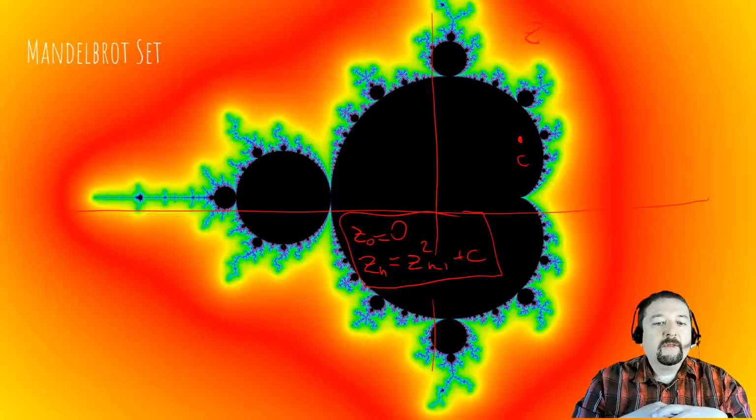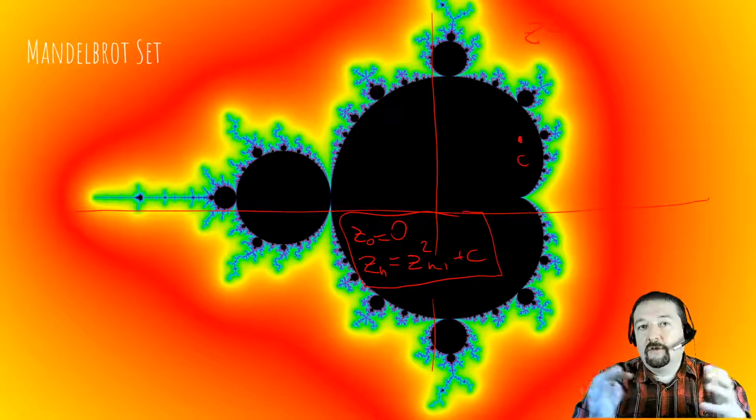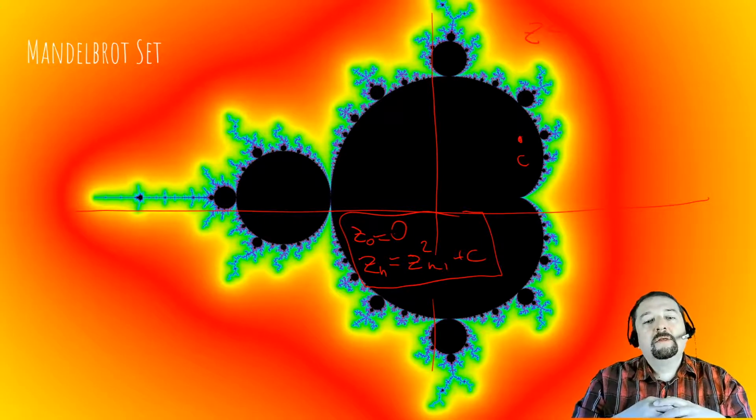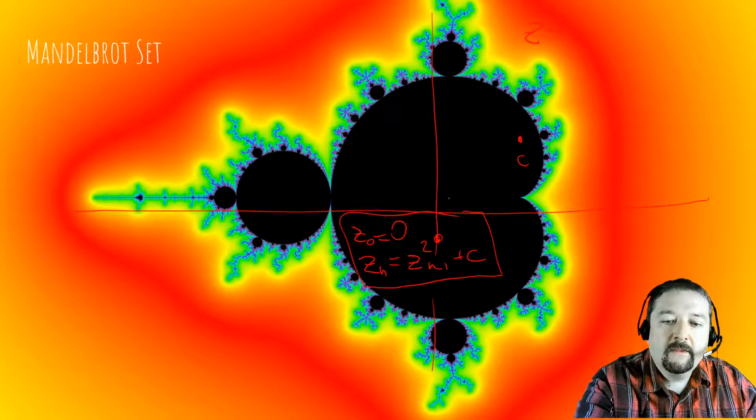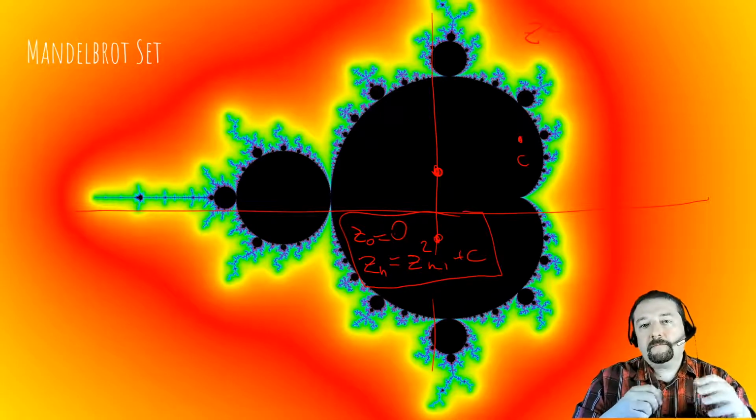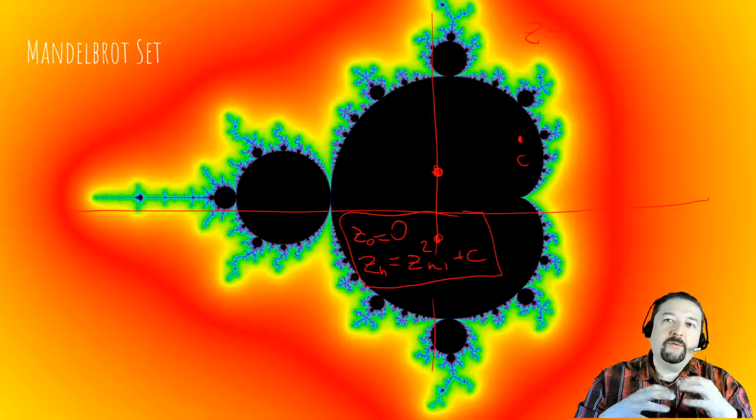It's also bound. Now, if I take c equals to 1, it would become 0, 1, 1 squared plus 1, 2, 2 squared plus 1, 5, and so on. So it would be diverging series and also not bound. And if I take c equals to i, so the point somewhere here, it would give me 0, i, then i squared would be minus 1 plus i, and then if I take minus 1 plus i squared, I would get some complicated number, but it would be another series.